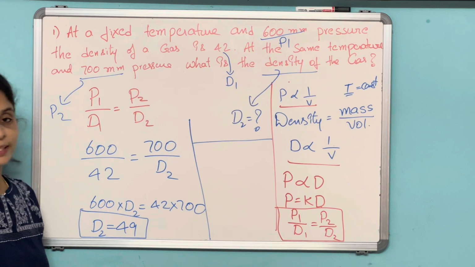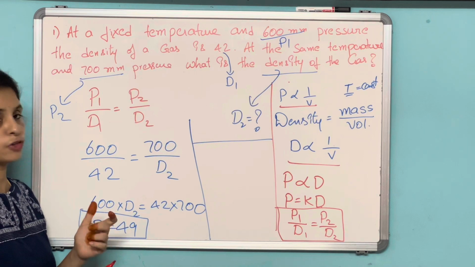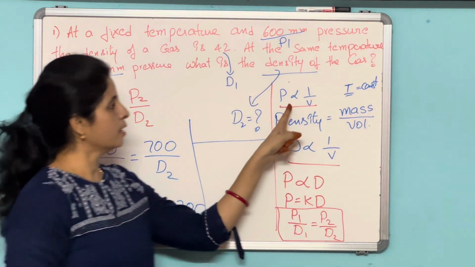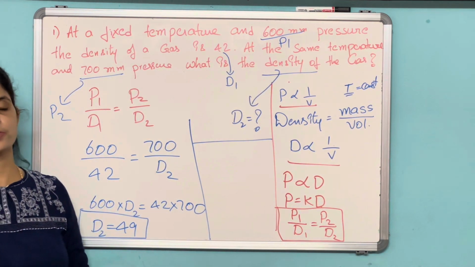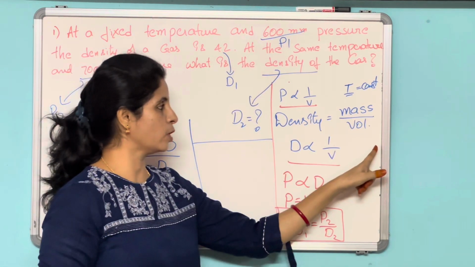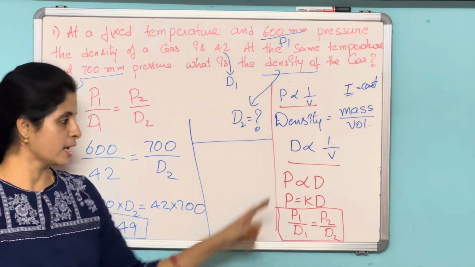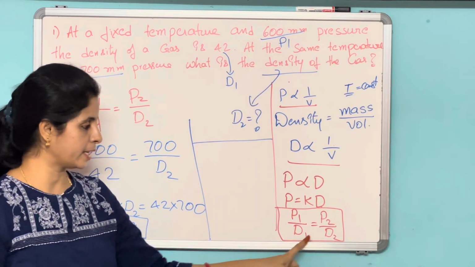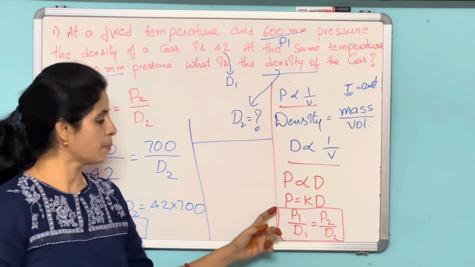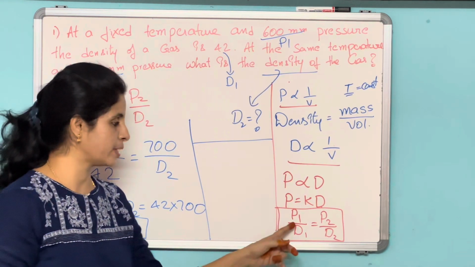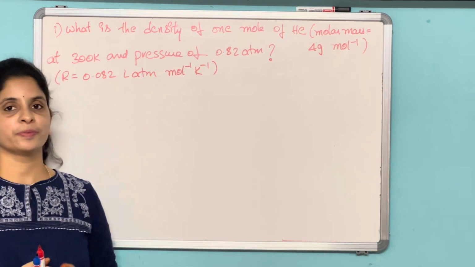So here I think you got one clear idea how to solve this type of problems when Boyle's law is in relation with density. What is Boyle's law? At a constant temperature for a given amount of a gas, pressure is inversely proportional to volume, and density is mass by volume. These two are related like this: pressure is directly proportional to density. From this relation we have derived P1 by D1 is equal to P2 by D2. By using this formula you can solve the problem when pressure and density are given. Okay. Now we'll solve another problem related to density.